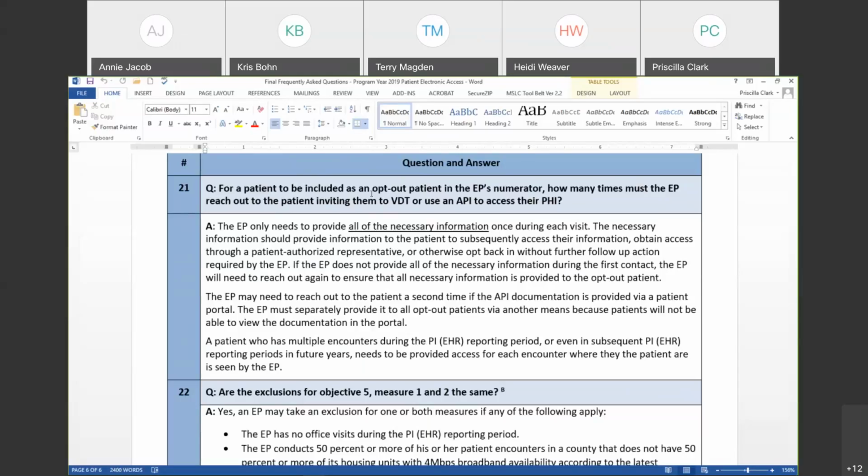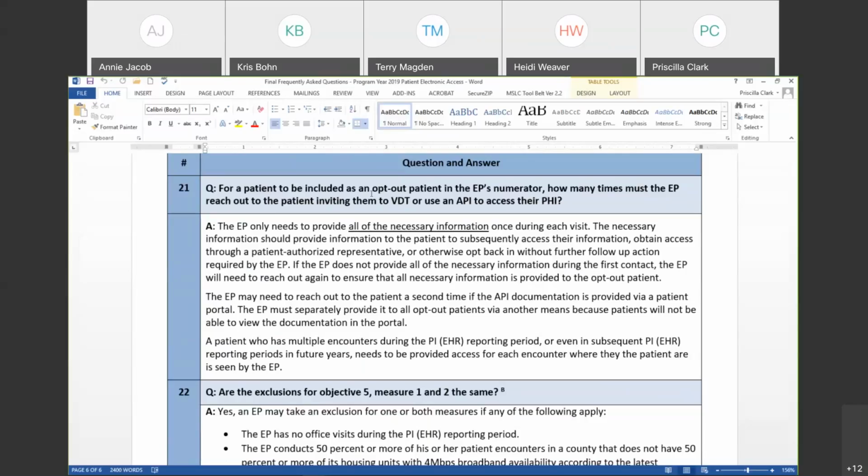If the EP does not provide all the necessary information during the first contact, the EP will need to reach out again to ensure that all necessary information is provided to the opt-out patient. The EP may need to reach out to the patient a second time if the API documentation is provided via a patient portal. The EP must separately provide it to all opt-out patients via another means because patients will not be able to view the documentation in the portal.